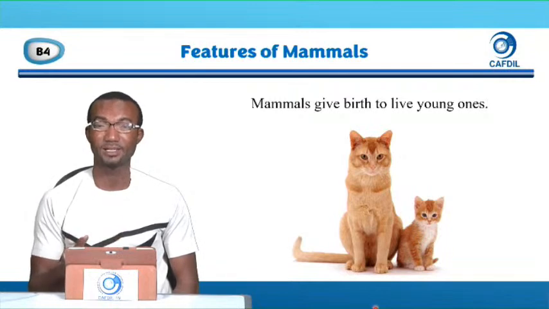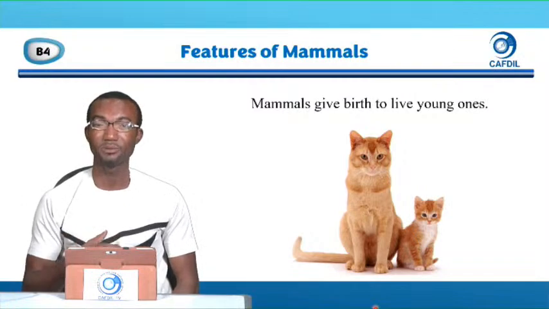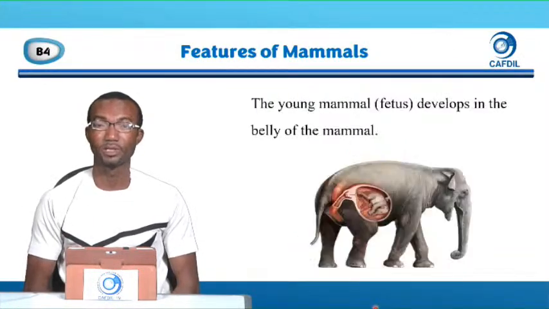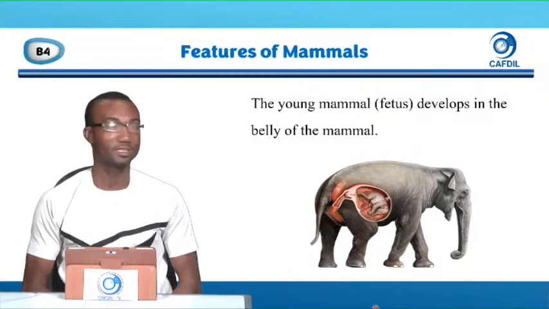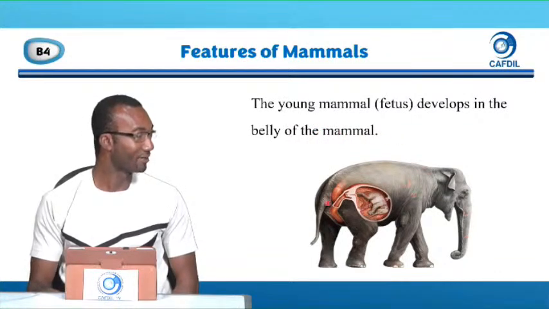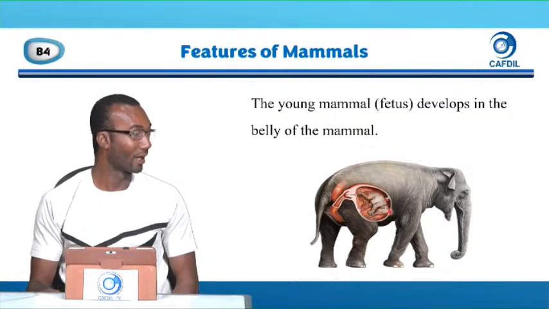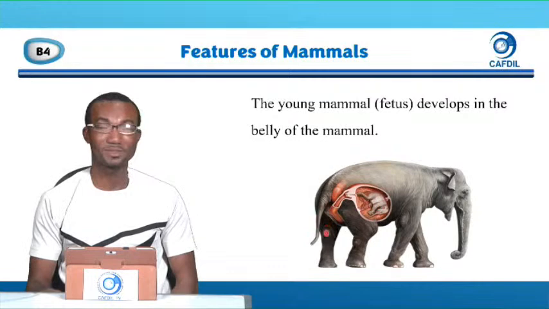They do not lay eggs like insects and birds, but they give birth. And when we say they give birth, what do we mean? It means that the young mammal develops in the belly of the adult mother. So this is an elephant, and this elephant is pregnant, and you see the young elephant inside the belly of the adult or female elephant. When the time comes and this young elephant comes out, that is what we call giving birth.